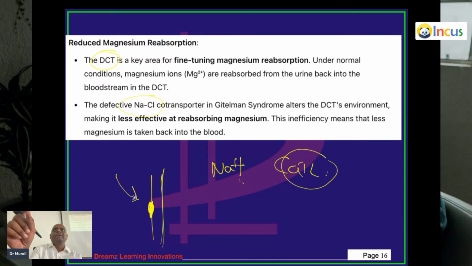That's the reason sodium depletion in Gitelman is significant compared to sodium depletion in Bartter. Okay, so that's the point you need to remember.